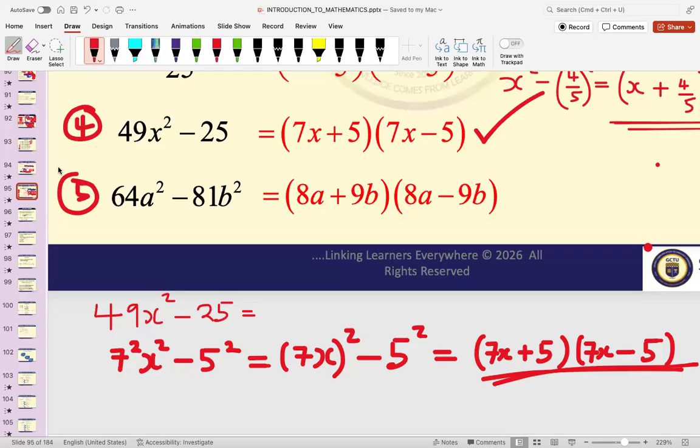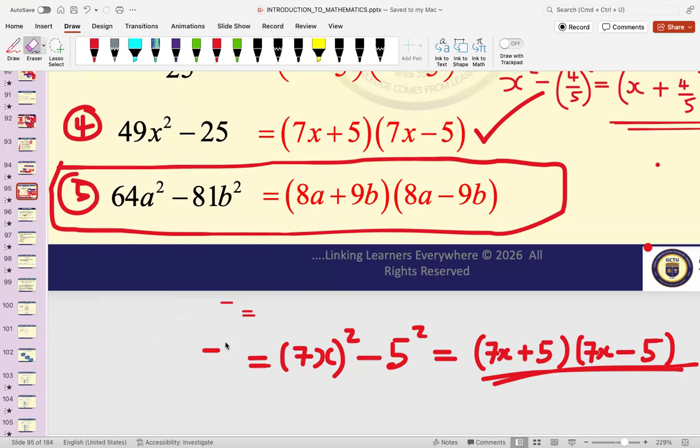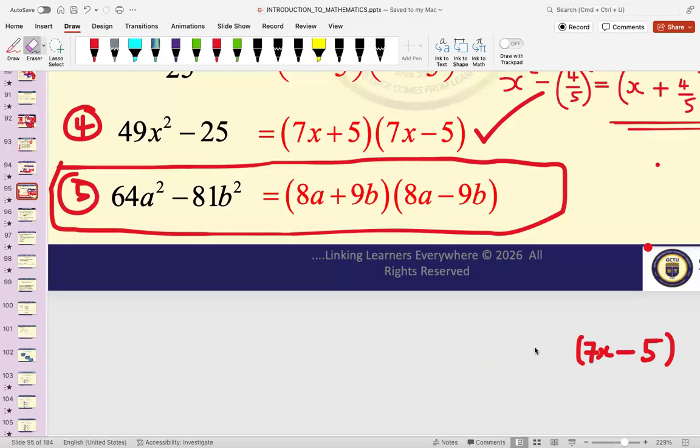Let's end up with the last one: 64a squared minus 81b squared. Let's try and settle our understanding with this last one, and then I can open the floor for your questions. So let's proceed now.